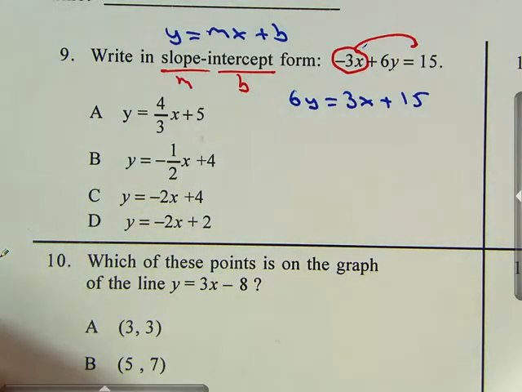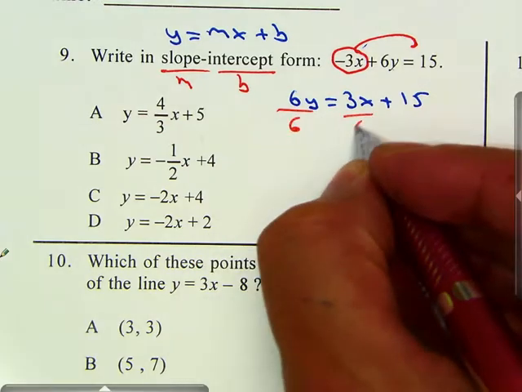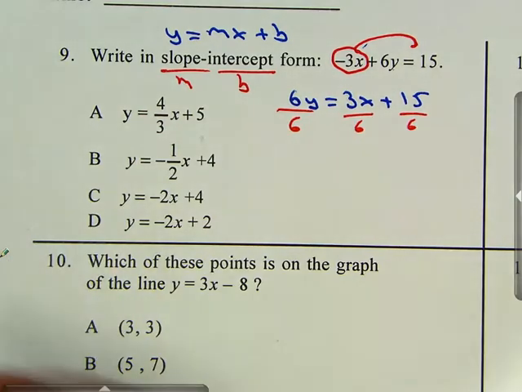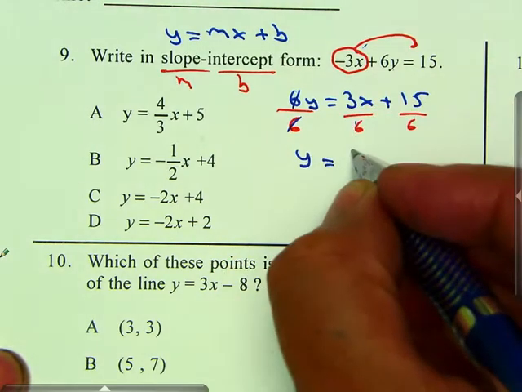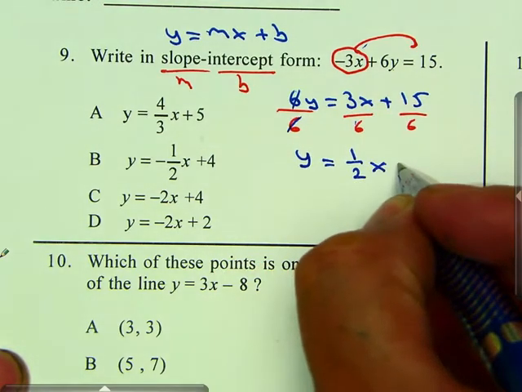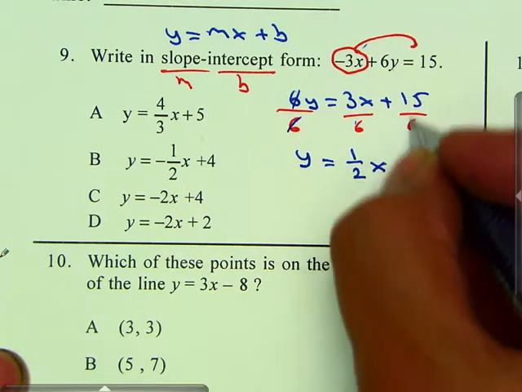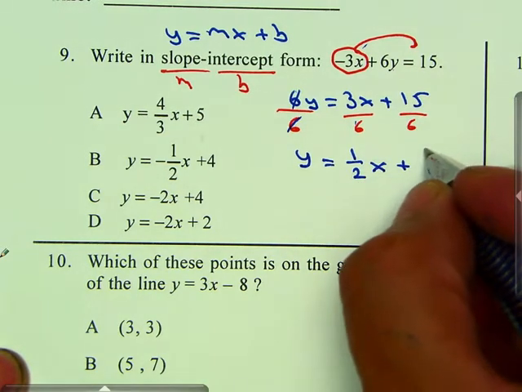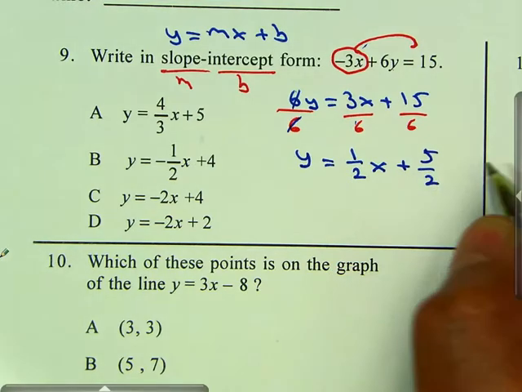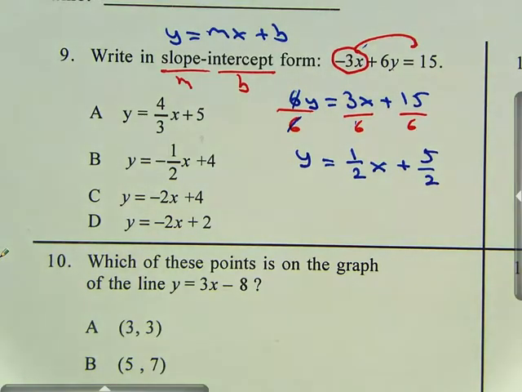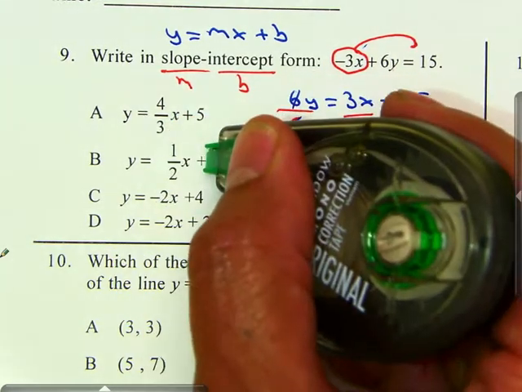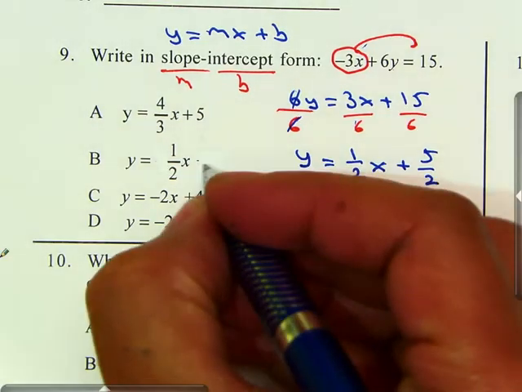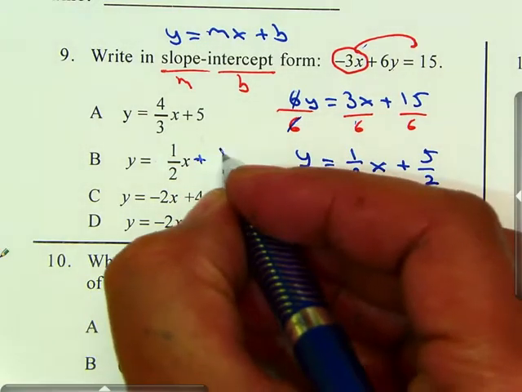Then I divide by 6, divide by 6, divide by 6. y equal to, reduce my fraction, so it gives me 1/2 x. And I'm going to reduce my fraction. I'm going to divide by 3, so it gives me 5 over 2. And notice that on your paper, mine is incorrect. On your paper, your answer will be letter B. Let me just fix that right now. So plus 5/2.